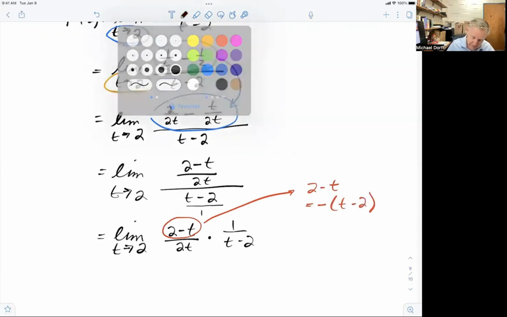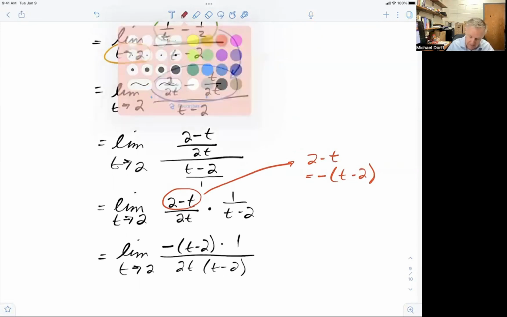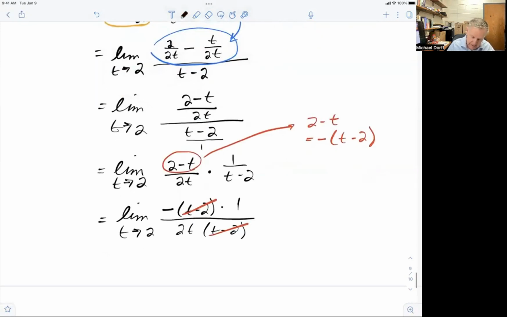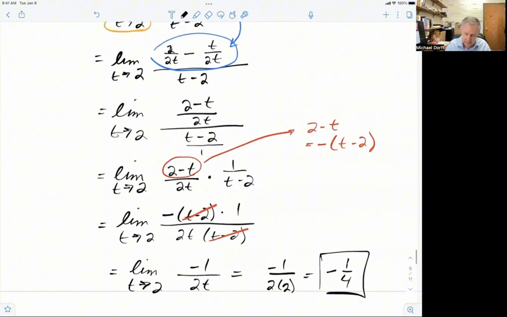So what I have here is the limit as t goes to 2 of negative (t minus 2) times 1 over 2t times 1 over (t minus 2). Now I've got the same thing on the top and the bottom. I can cancel those out, and I get the limit as t goes to 2 of negative 1 over 2t. And when I substitute in t equaling 2, I get negative 1 over 2 times 2, which is negative 1/4. And that's what my limit is.